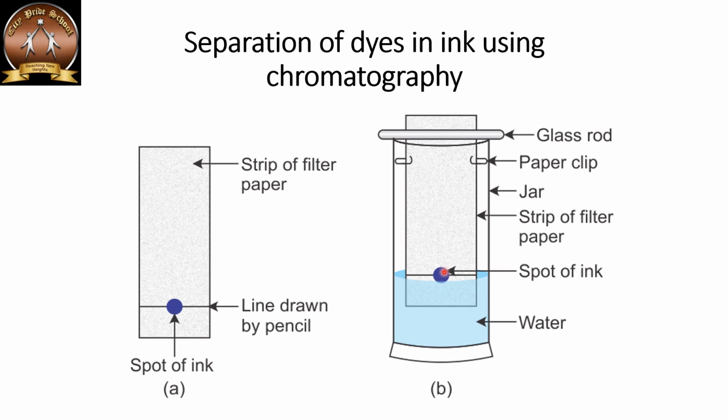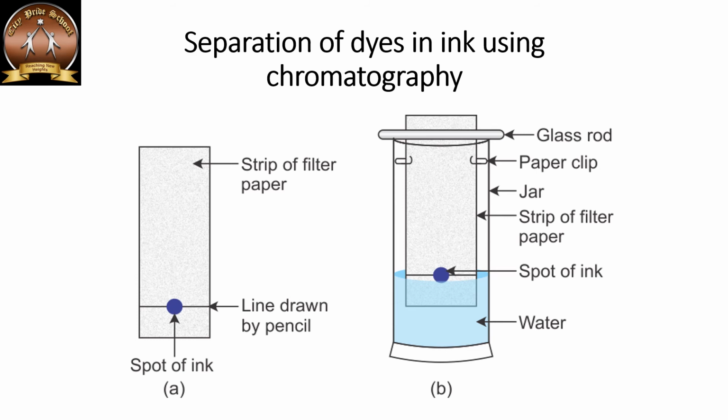and as a result the component which is more soluble in the solvent or in the mobile phase will run to a longer distance from the mark point, and the component which has a lesser solubility in the running mobile phase would travel a very small distance and it would stop. So in this way we can separate the components using this chromatographic technique.